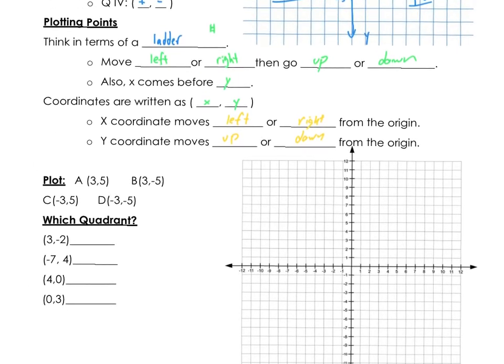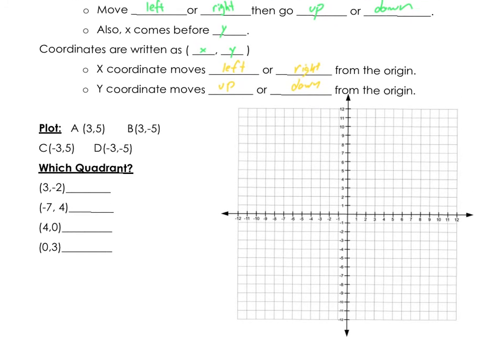So let's plot some points down here. First, we're going to plot -3, 5. So we start at the origin, and we move our ladder left 3, and then up 5. There's my point. And then we label it A. Now let's do B. First, we're going positive 3. We don't have to write the positive, we just know that. And then we're going down 5. So A and B, notice, they have the same x-coordinate magnitude, but they have different y-coordinates, positive and negative.